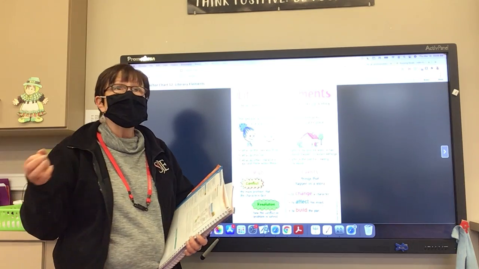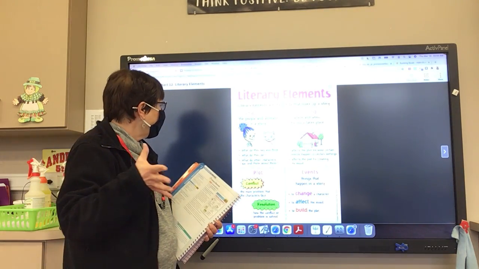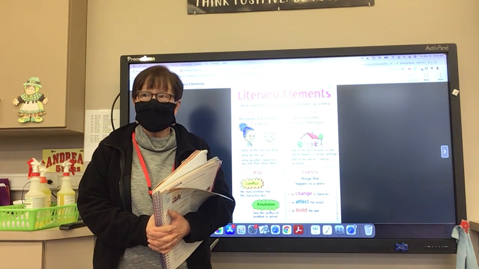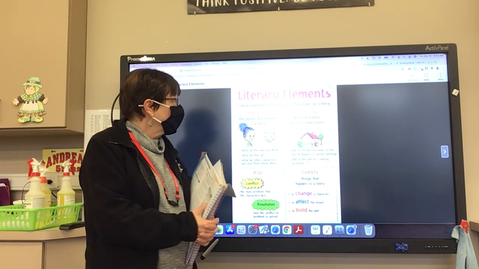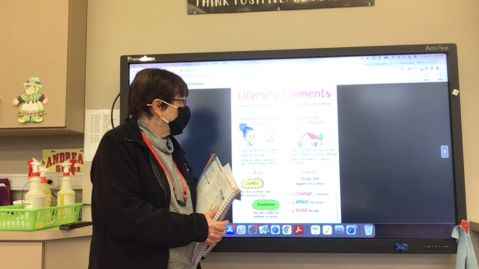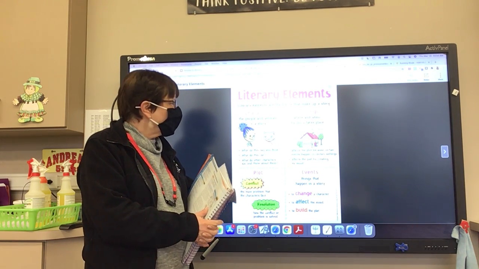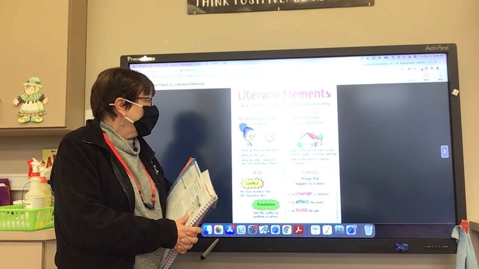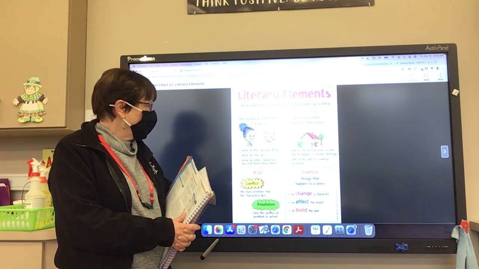And we think about what do they do, what do they say, what do the other characters say and think about them. That's an important thing in a story. We also think about the setting, where and when the story takes place. That affects the plot because certain events happen in certain settings. It affects the plot by creating its mood.